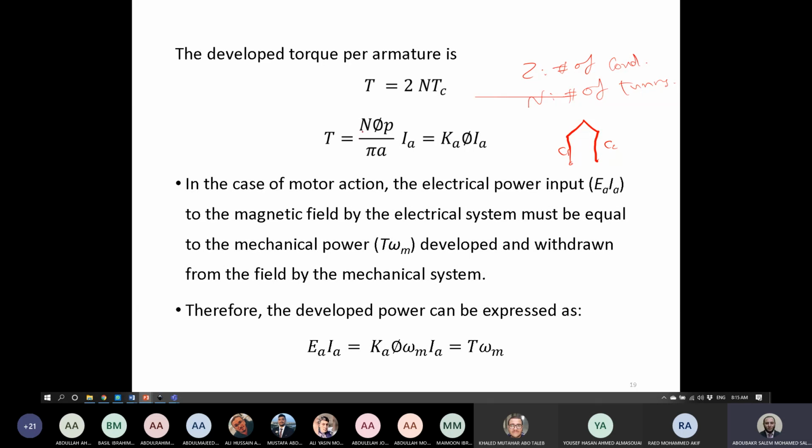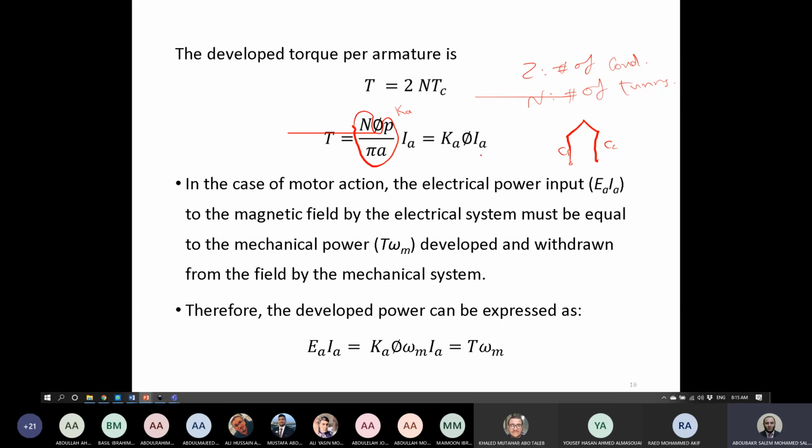So we can say now the total torque, or the average torque for the overall machine, equals N multiplied by the torque of one coil, so multiplied by flux, number of poles over A, multiplied by current. And we know before that N multiplied by number of poles divided by A is nothing but the machine constant, Ka. So torque equals Ka multiplied by phi multiplied by armature current.